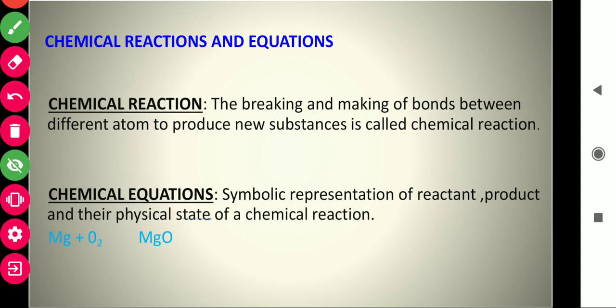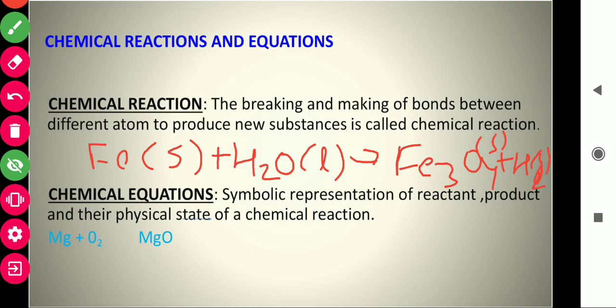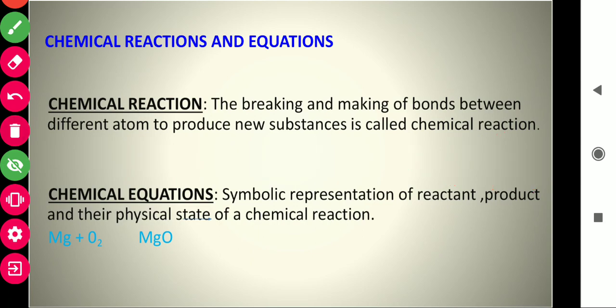Let's take one more example. Iron, Fe, which is a solid, we will write S, plus H2O, water, which is a liquid. Then what will happen? Fe3O4 is formed, which is a solid, plus H2, which is a gas. We will write solid, liquid, here again solid and here gas. In this way we can write the chemical equation.